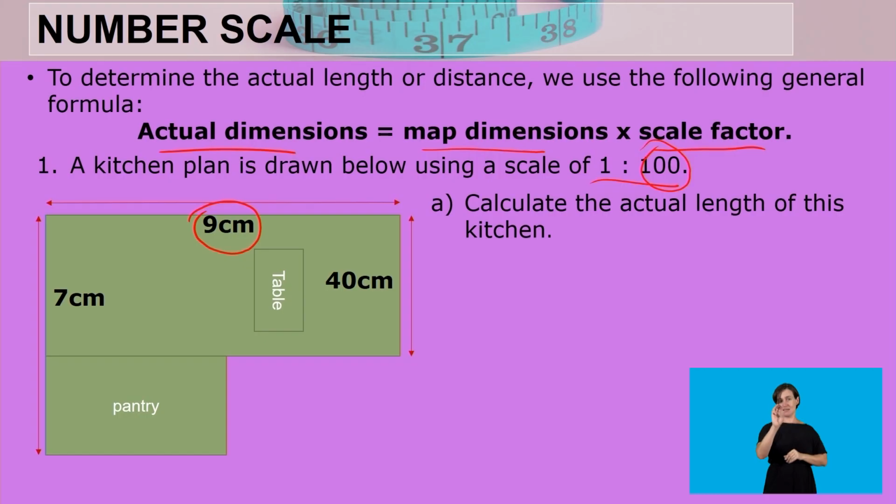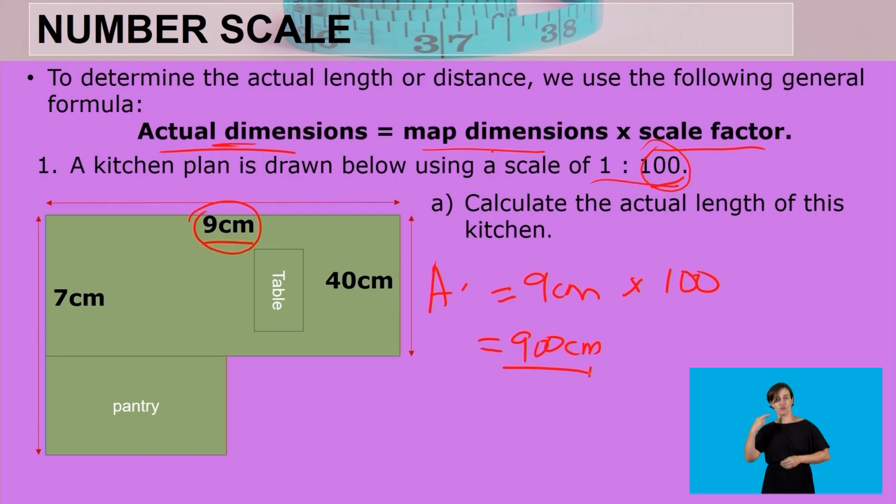We are not given which unit we should leave our answer in, so we'll just say 9 centimeters. Actual dimensions are abbreviated to AD. We are looking for the length, so we can say AL, which is actual length, equals the map distance, which is the 9 centimeters. We multiply it by the scale factor, which is the 100. So what is 9 times 100? It gives us 900 centimeters. So this is the actual length of this kitchen.